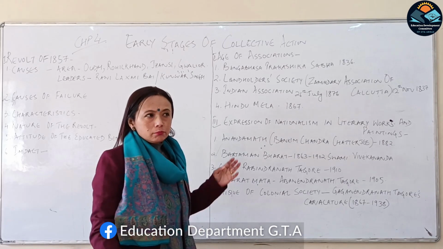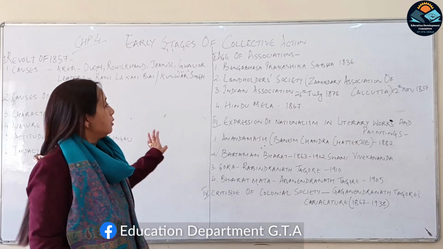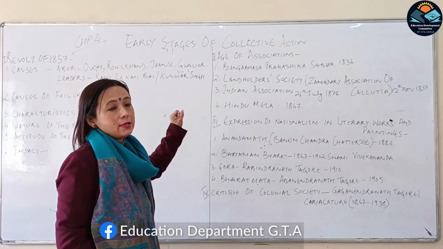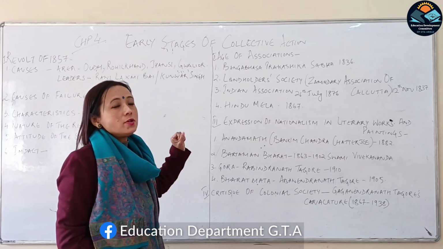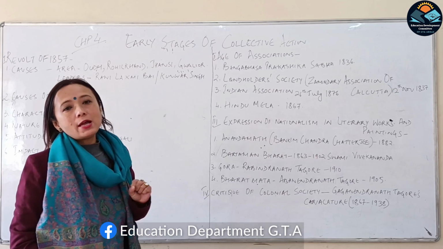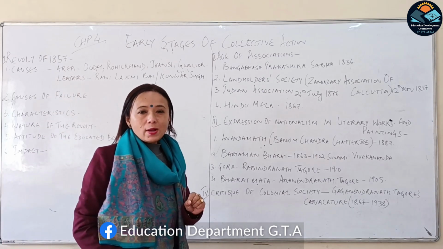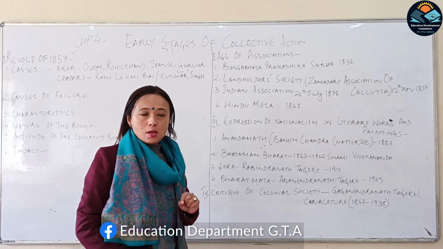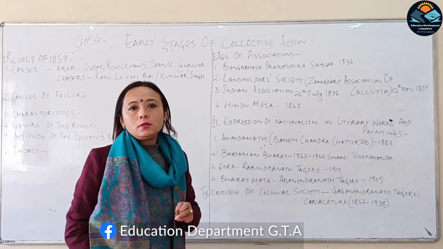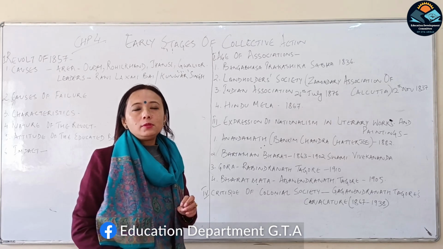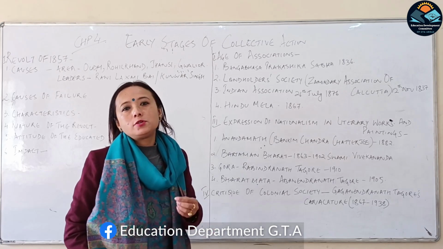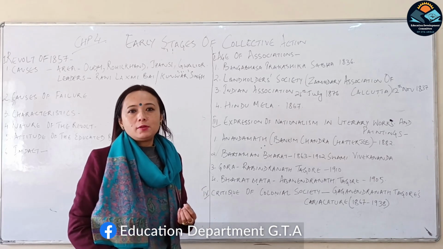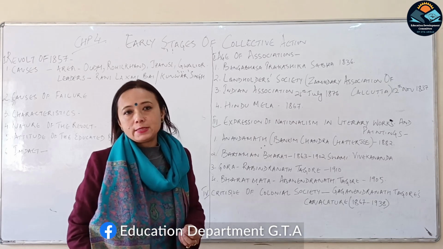Now, this revolt of 1857, despite all these efforts, these fights, it was a failure. Now, several causes are attributed to its failure. One of the main causes was the lack of leadership. The leaders were not that able; as compared to the British generals, they were not so superior. British generals were far superior to the rebels.